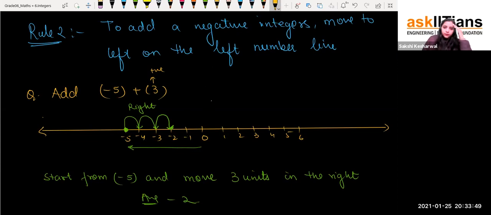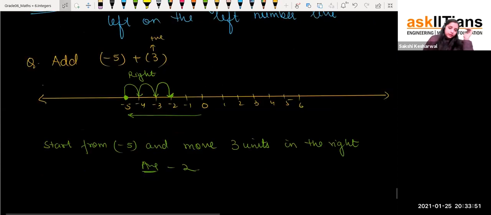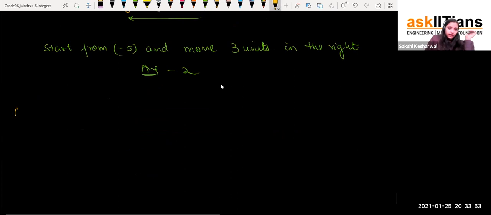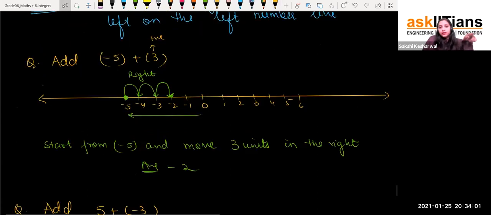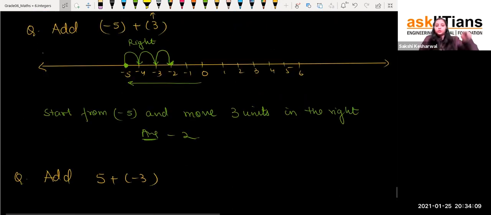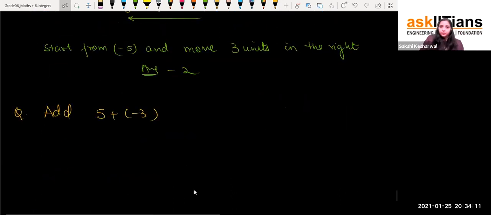Now if I say, I think this is clear. If I say add 5 plus of minus 3, right? Here the first was a negative number, the second was a positive number. Here the first is a positive number, the second is the negative number. So first you will be starting from 5, like this.